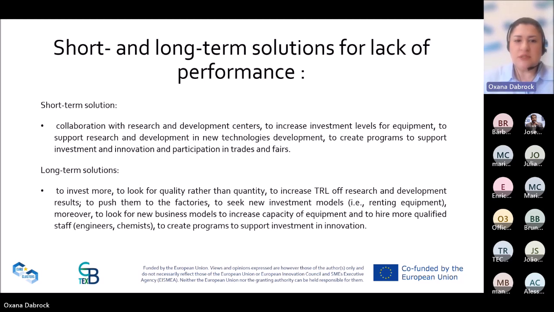And the long-term solution is to invest more, to look for quality rather than quantity, to increase TRLs of research and development results, to push them to the factories, to seek new investment models, for example, renting equipment. Moreover, to look for new business models, to increase capacity of equipment and to hire more qualified staff such as engineers or chemists, to create programs to support investment and innovation.